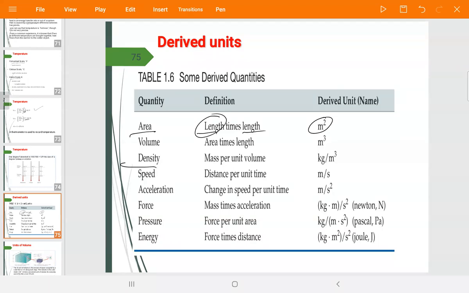Take, for example, density. Density can be expressed as mass over volume. So this is a division of two units. Actually, this is not fundamental, this is a derived unit. But mass is a fundamental unit, and this is a derived unit, which is derived from the fundamental units. Therefore, this is also a derived quantity. As you can see, speed is distance over time. So that is a division of two fundamental units, etc. So these are derived quantities.